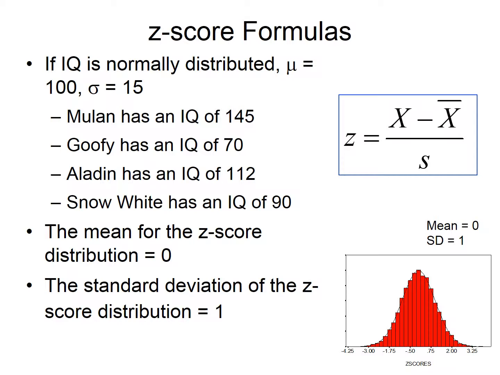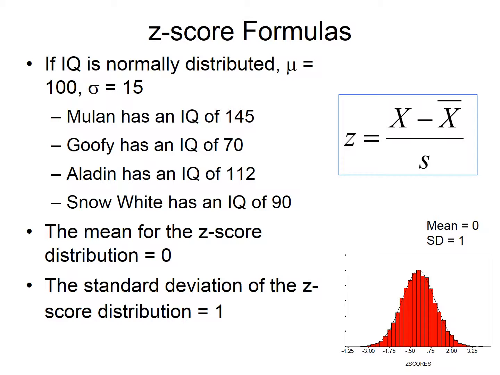So my example here actually is from a population, because IQ has been normed to be on a mean of 100, standard deviation of 15 scale. So let's take Goofy, for instance. Goofy has an IQ of 70. So 70 minus the population mean of 100 is negative 30, divided by the standard deviation of the population, 15, is negative 2. Goofy has a z-score of negative 2.